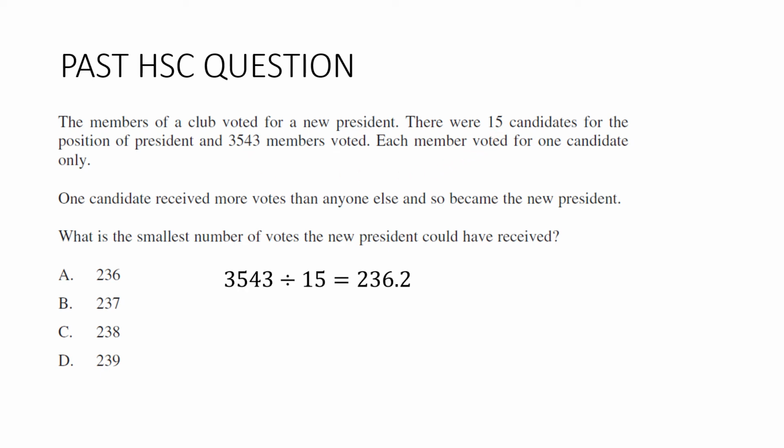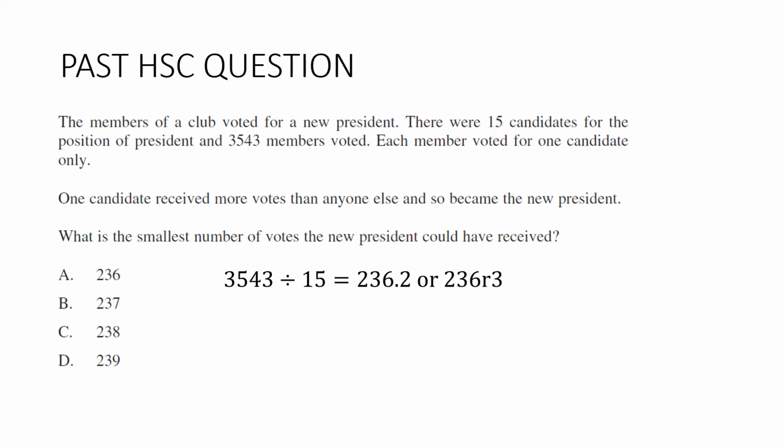Looks straightforward, doesn't it? 236.2, so at least one of the candidates has to receive at least 237 votes. But B is not the answer, and this would have tricked a lot of students. Part of the problem is this notation here, because when we use remainder notation, we notice that it's 236 remainder 3. There are 3 votes left over. It's easy to work that out. It's just 0.2 times 15.